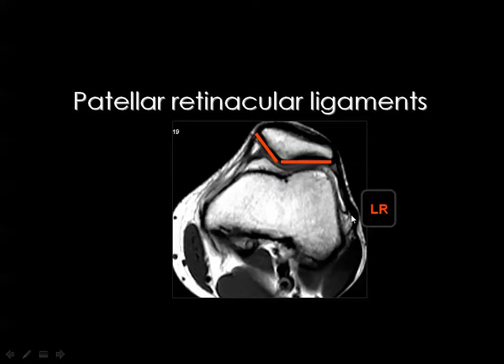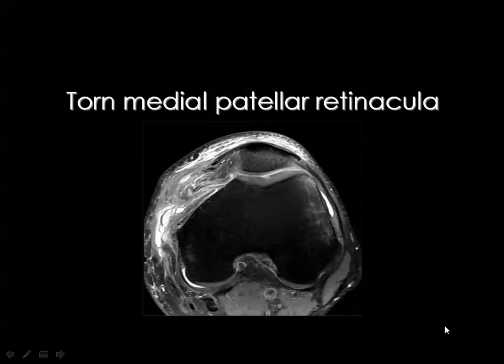Then this is the lateral retinacula and this is the medial retinacula. And in this particular example, the medial retinacula has been torn. And you see this is the patella, and this is the short articular surface, this is the long one, then this is the lateral retinacula, and the medial retinacula is torn.